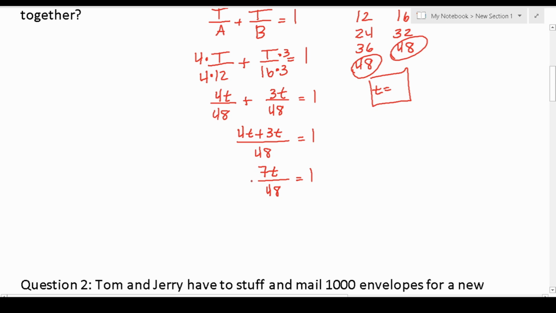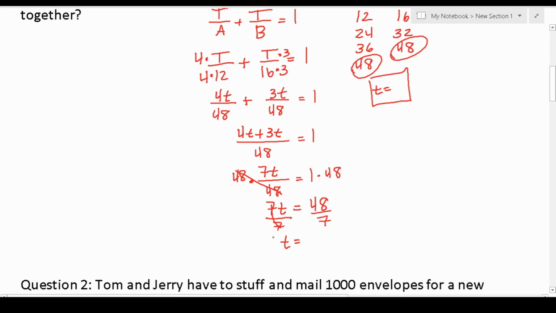So the next thing I'm going to do is multiply both sides by 48. In doing so, that's going to cross out, leaving me with just 7t over here. 1 times 48, of course, is 48. Now again, we almost have t isolated, but we're going to have to divide both sides by 7. This will give us t equals 48 over 7.